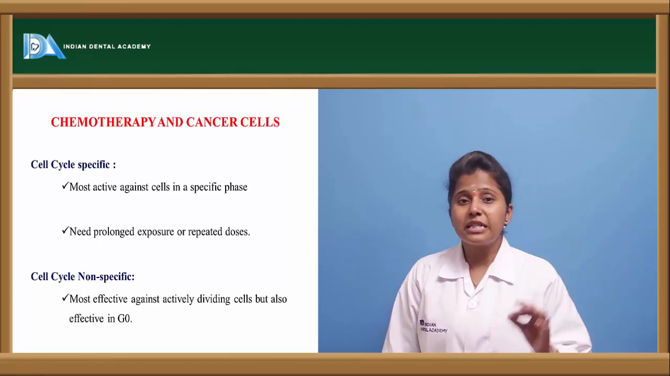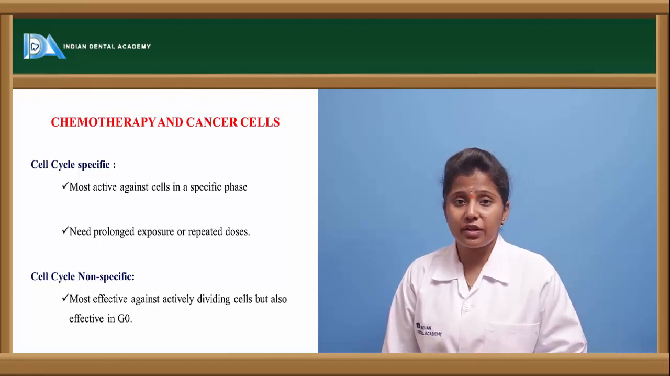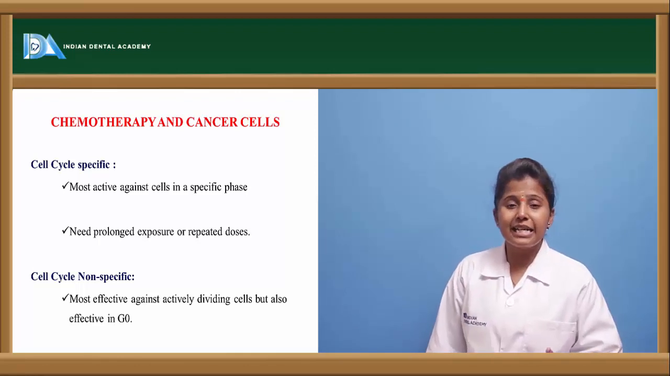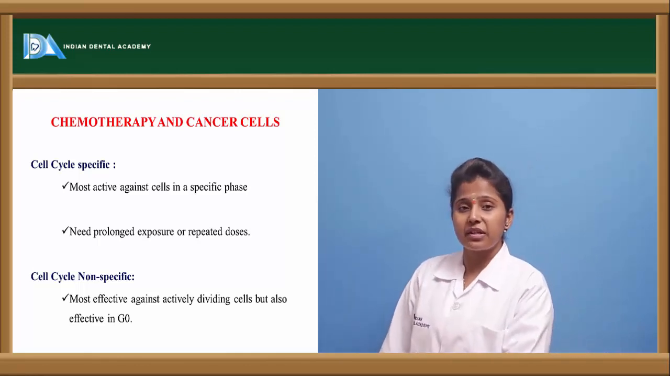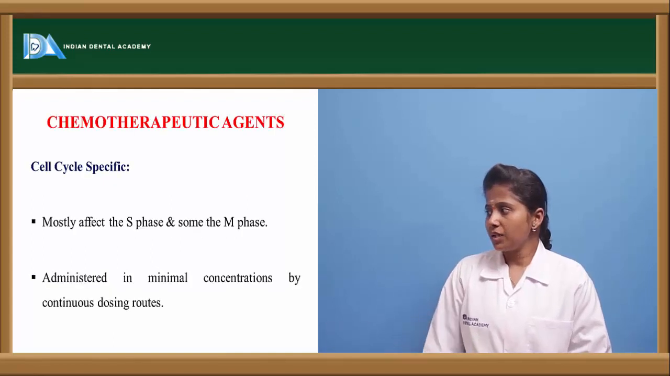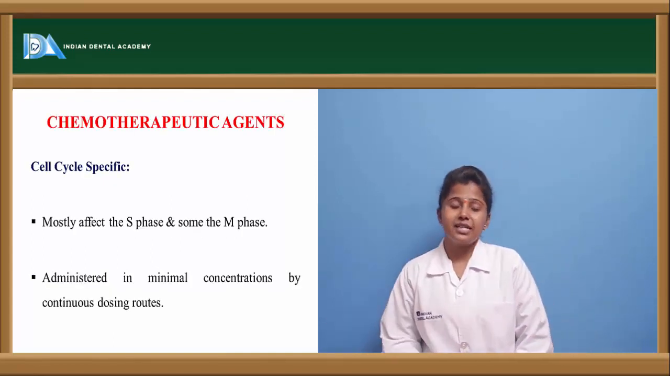So a few of the drugs act at the G0 phase of the cell. We cannot say that it is a specific cell cycle phase. They are non-specific, cell cycle non-specific. So what are the chemotherapeutic agents which are used?